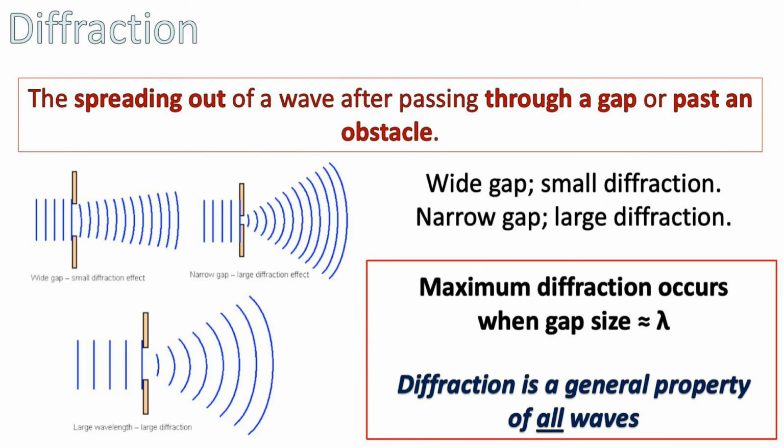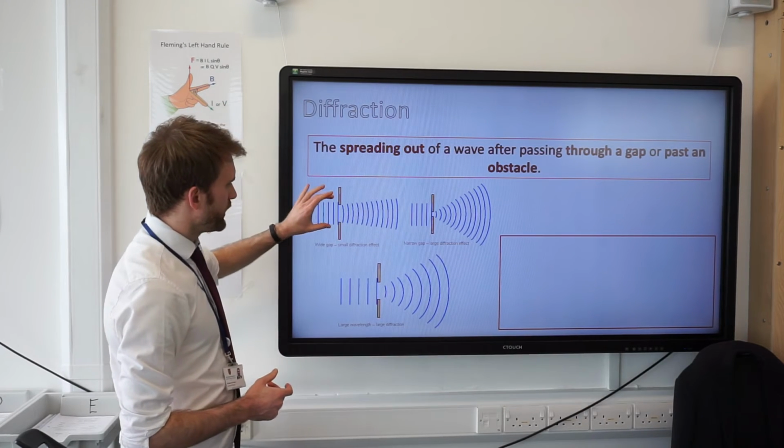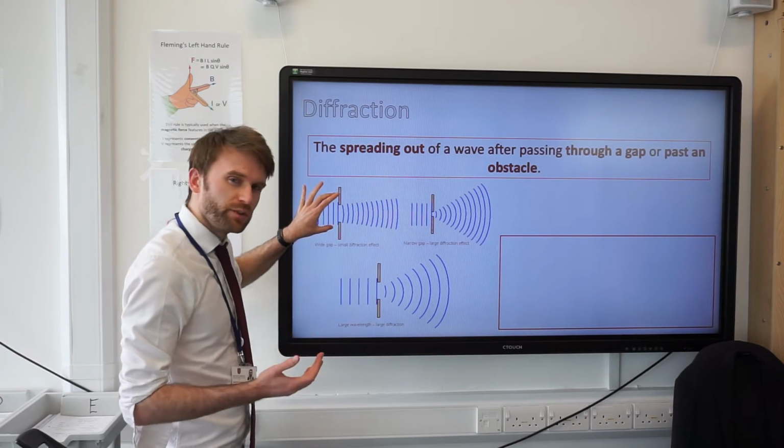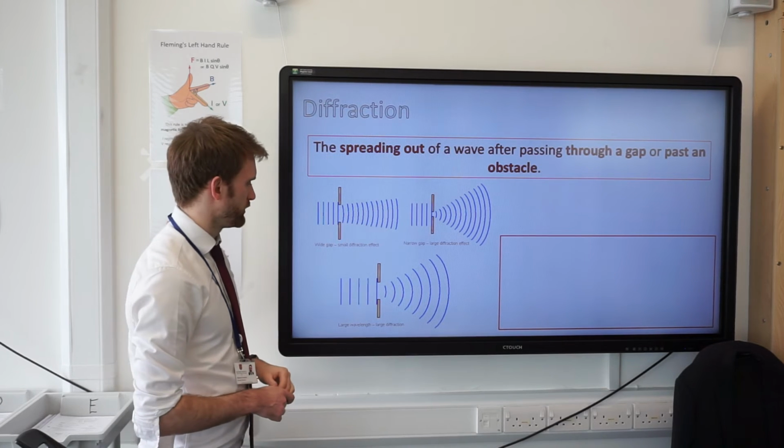Diffraction is this: the spreading out of a wave after passing through a gap or past an obstacle. You might be familiar with water waves doing that. When they pass through a narrow gap, they spread out. All waves do that. What we're trying to show in the book here is that when the gap is large, you get some diffraction, but it's mostly just spreading out in a straight line.